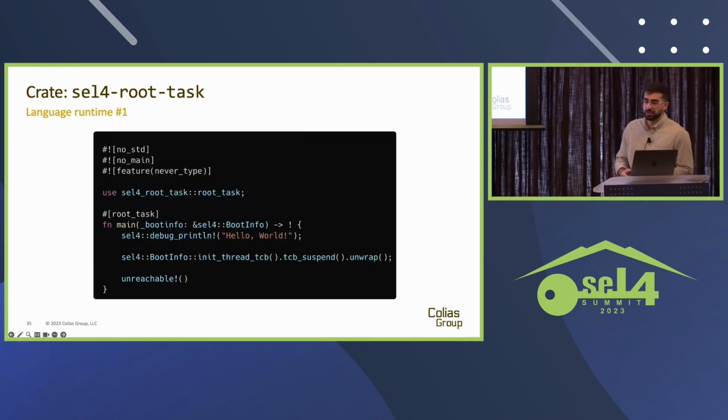For example, here's a hello world root task. You just depend on the seL4 root task crate, and you use that attribute macro called root_task to declare main. The macro's implementation is super simple. It's just a few lines of code, but I won't go into it right now, but feel free to ask about it.